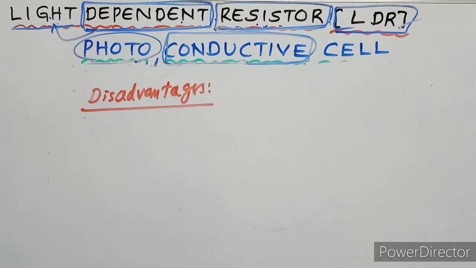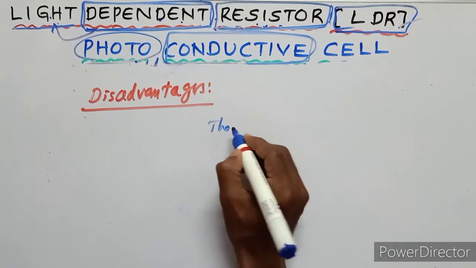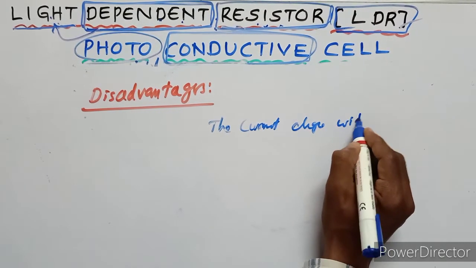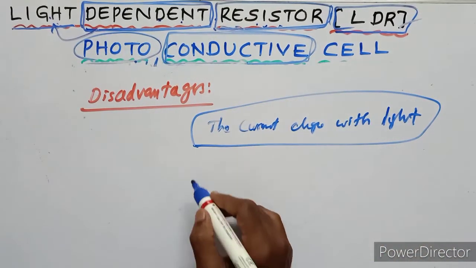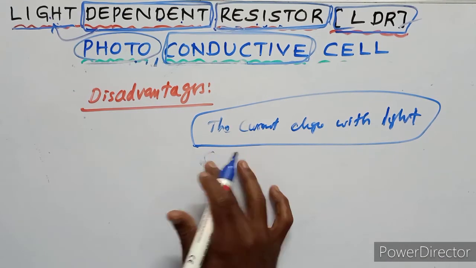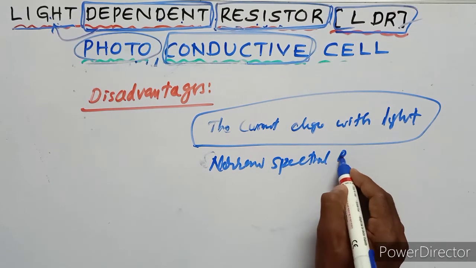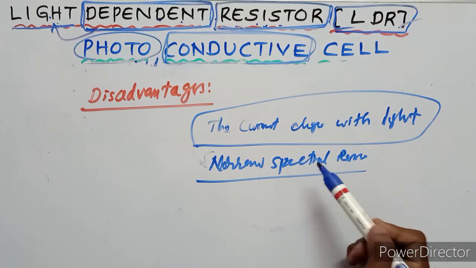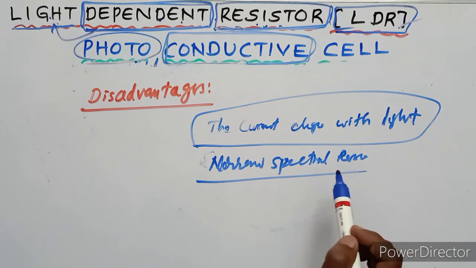Disadvantages of LDR. The main disadvantage is that the current changes with change in the intensity of light, and also a relatively narrow spectral response, because it is closely matching the response of the human eye. So its main disadvantage is the narrow spectral response.